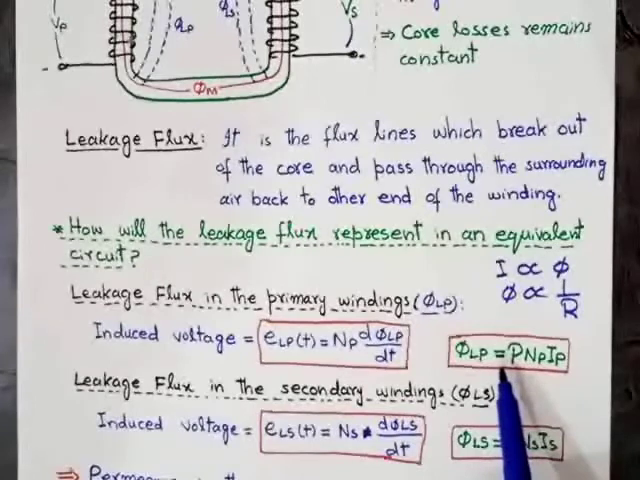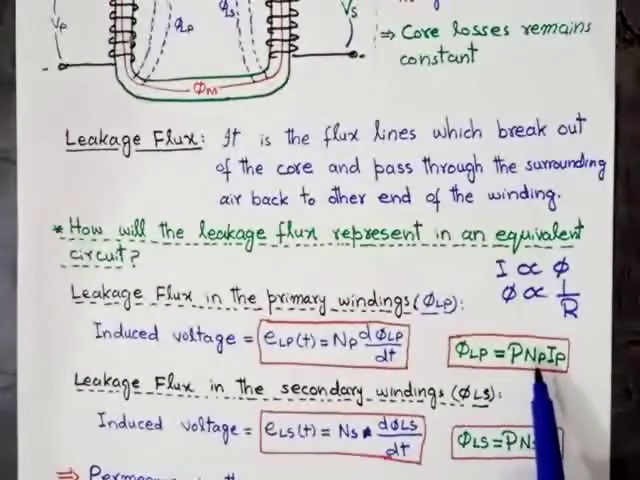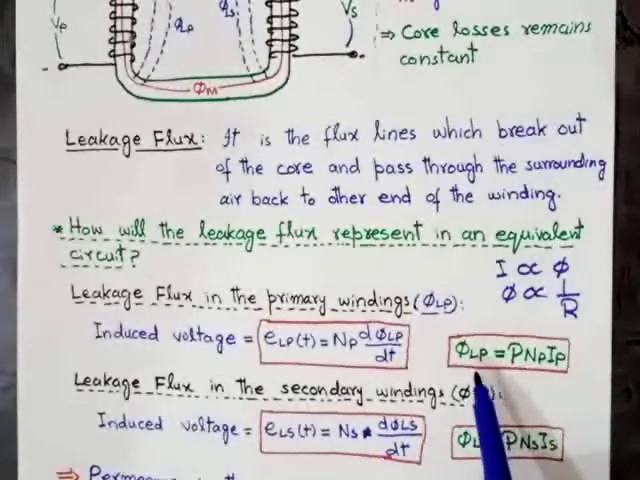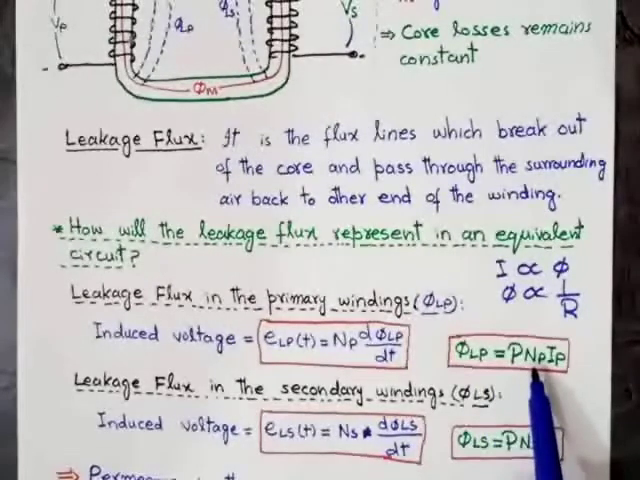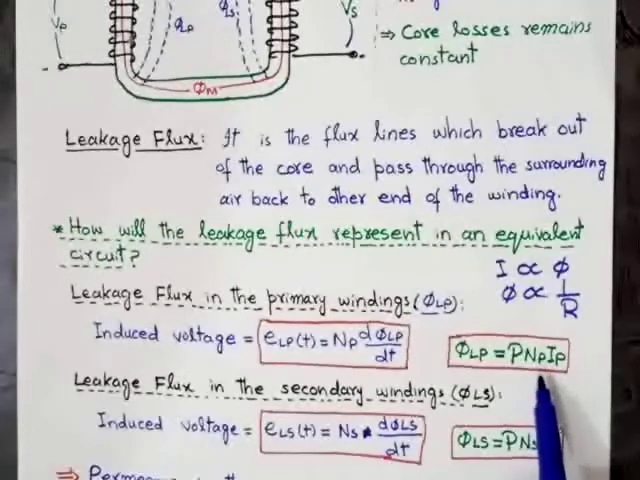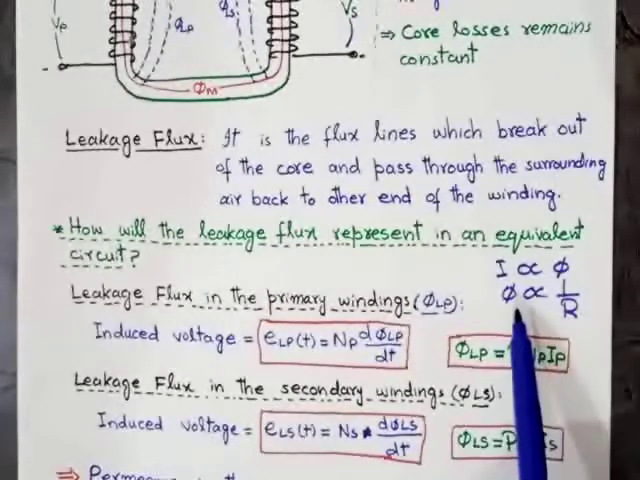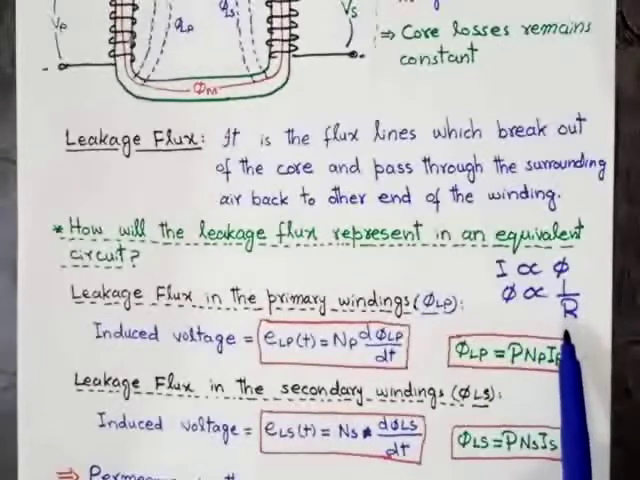Therefore, the leakage flux of the primary winding will be equal to NP IP over R. N means the total number of turns, I means current per turn, and R means the reluctance, because the relationship between flux and reluctance is inversely proportional.